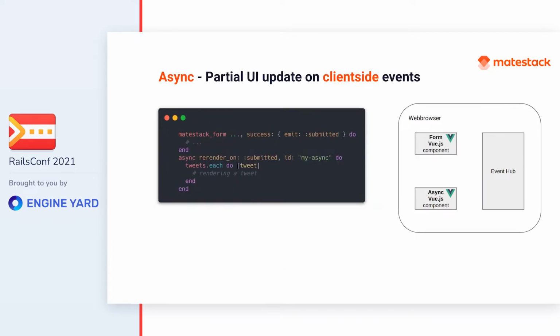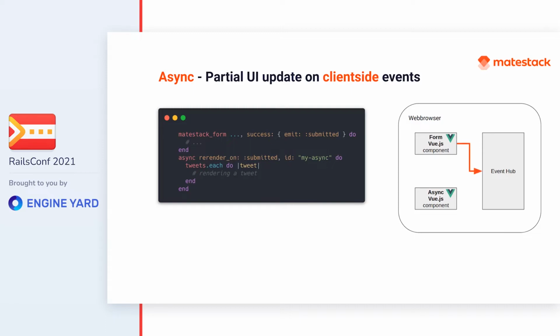The Async component is designed to perform a partial UI update, requesting fresh content from the server. Think of the Twitter demo. We had a form on top and listed all tweets below. After form submission, the list of tweets was updated without a full browser reload. That's because we configured the Async component to re-render itself on a specific event.